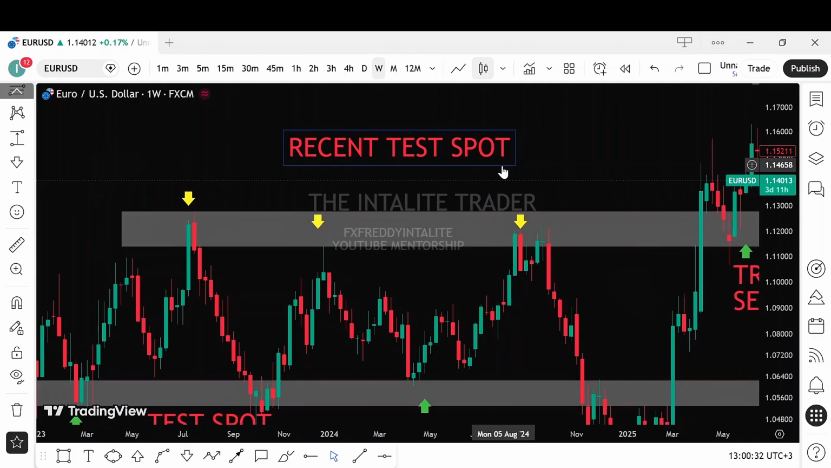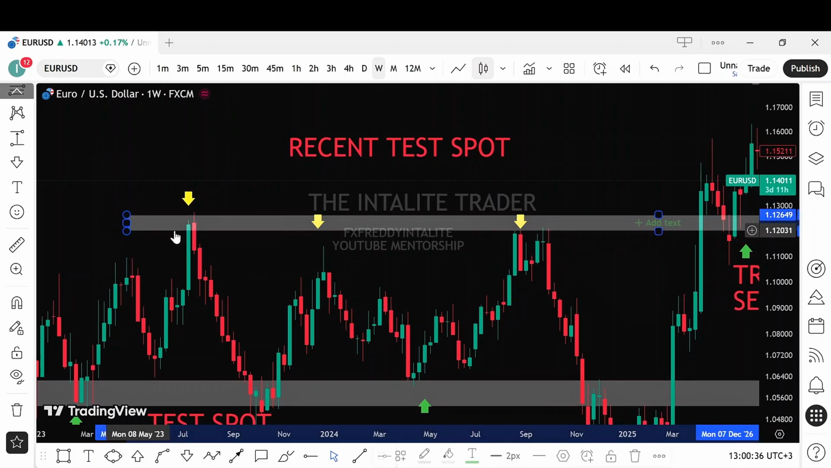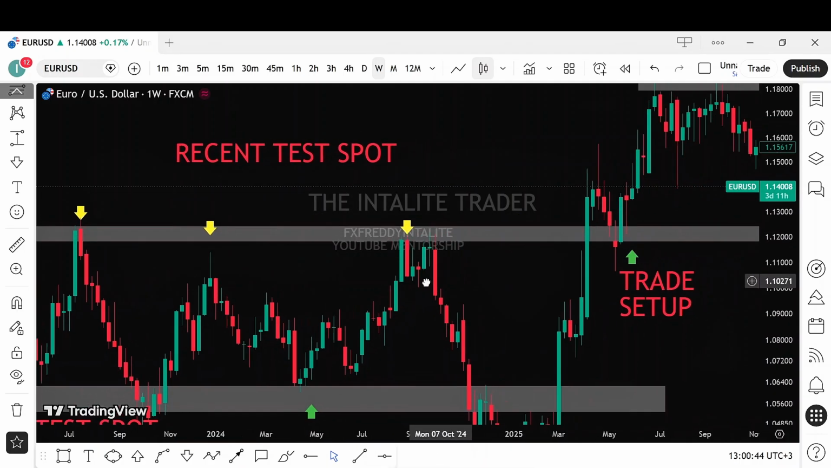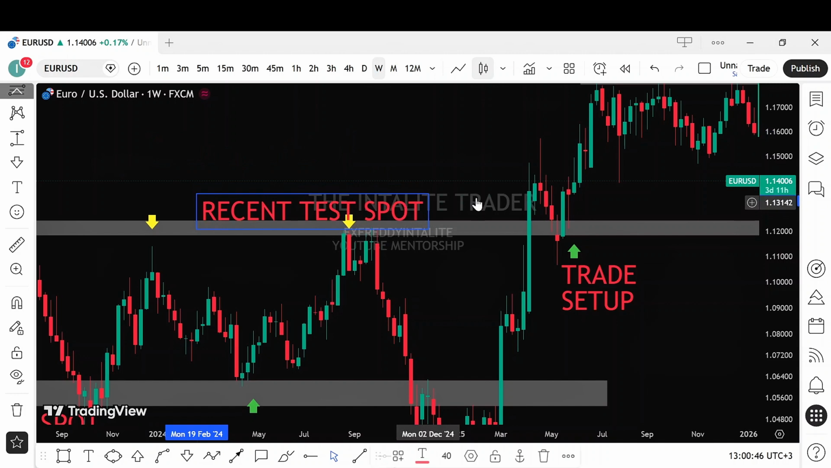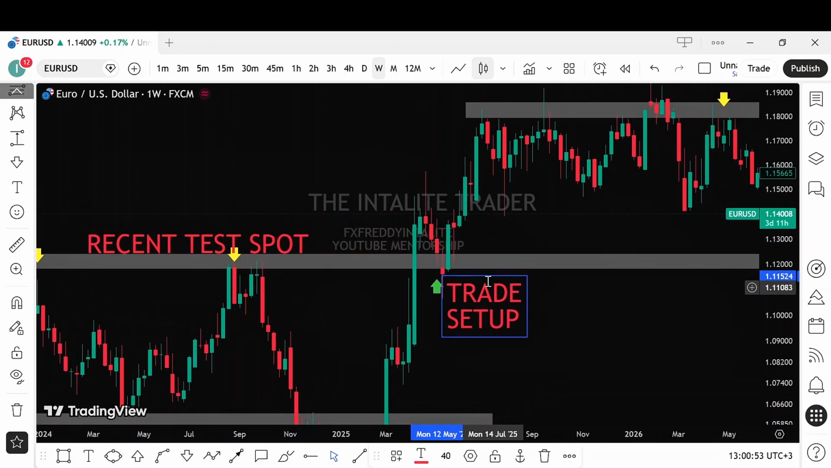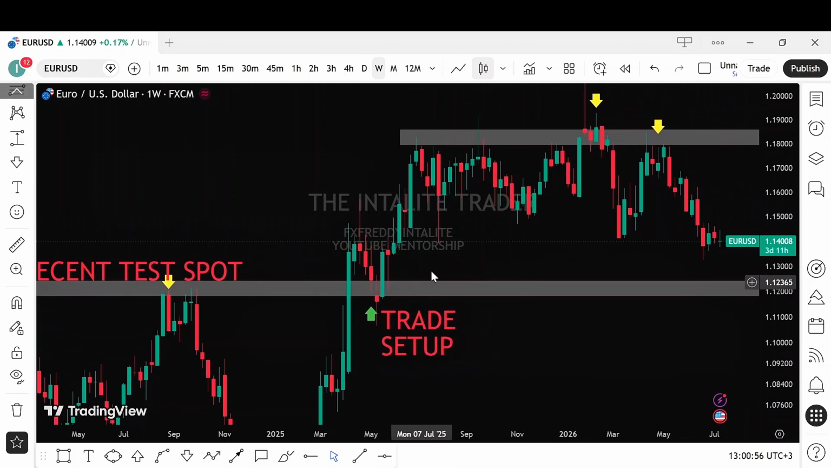So how do you get it? Step 1, find the level or key level where price reacted. Like here, price reacted here. It came again, it reacted, and then this is our recent spot based on where price is. So price comes back into this level. You look for a trade setup and you trade.